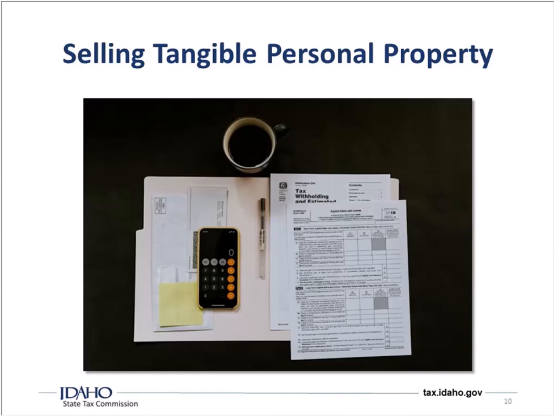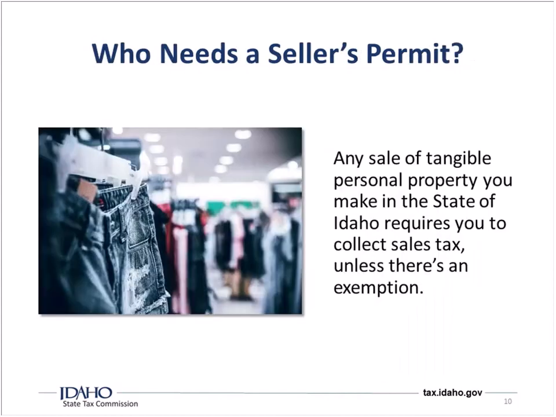Okay, so selling tangible personal property. Any sale of tangible personal property that you make in the state of Idaho is going to require you to collect sales tax, unless there's an exemption. There are a lot of exemptions, and we're going to discuss one of the more common ones in just a second. But any sale of tangible personal property that you make in the state of Idaho is going to require you to collect sales tax. If you are required to collect sales tax, you're also required to remit that to the state, which means you're going to need a permit to do so, right? So that's why we need to do this.